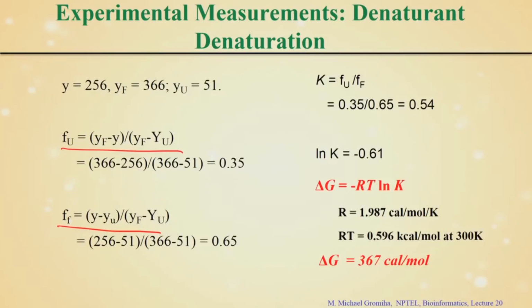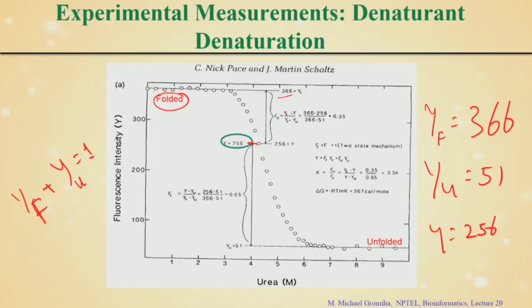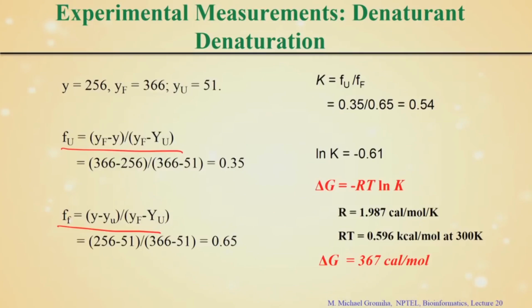Now, you can have the values YF equal to 366, here you can see the 366, and YU, unfolded, equal to 51. You take any point, for example, we take this point. So, in this case Y equal to 256. So, substitute these values in this equation, then FU equal to 0.35, because YF is 366, unfolded is 51, and the midpoint you take 256.